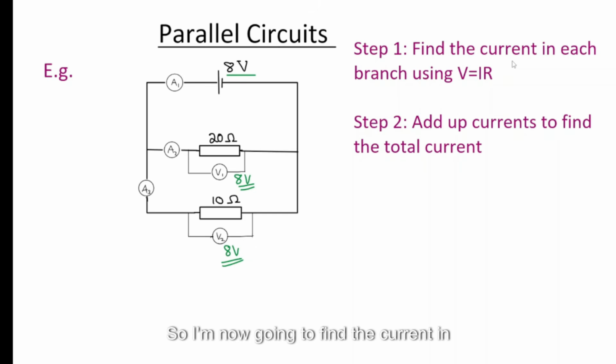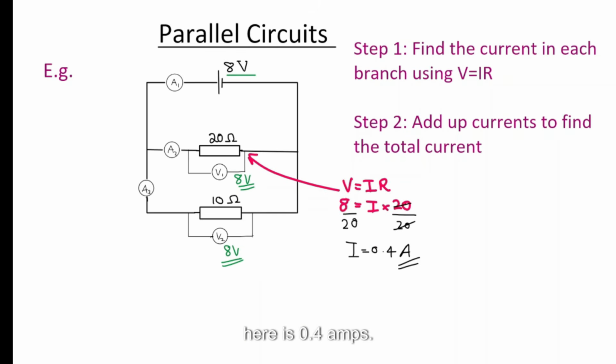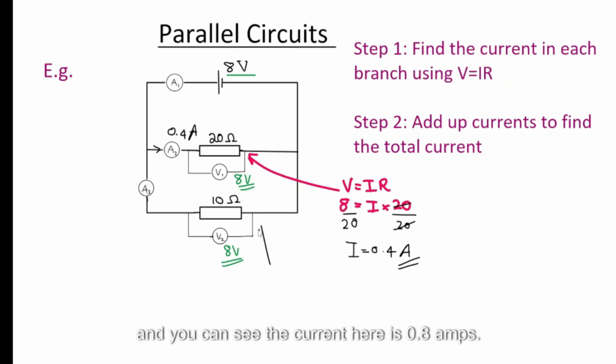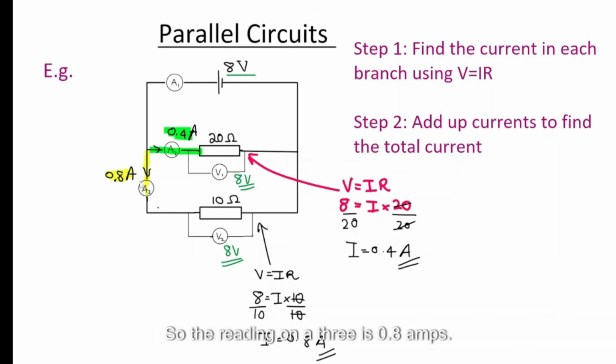So I'm now going to find the current in each branch. So all I need to do is step 1, write V is equal to I times R. Now let's write for this one here. Now I can see the current in the branch here is 0.4 amps. Now let's do the same thing to the other one. This one V is equal to I times R. Divide both sides by 10, and you can see the current here is 0.8 amps. So the reading on A3 is 0.8 amps.